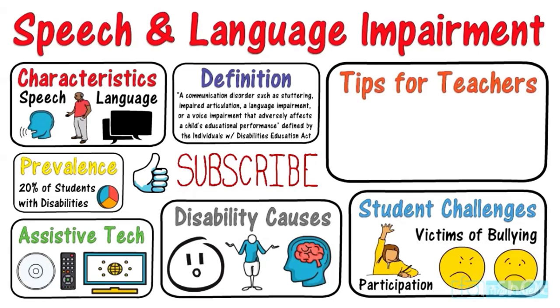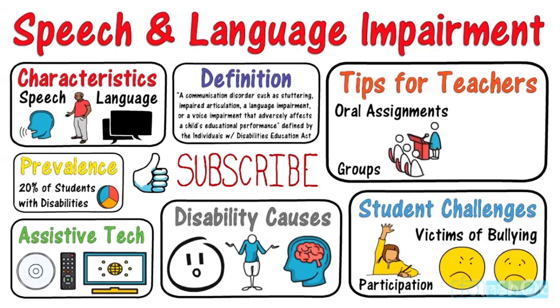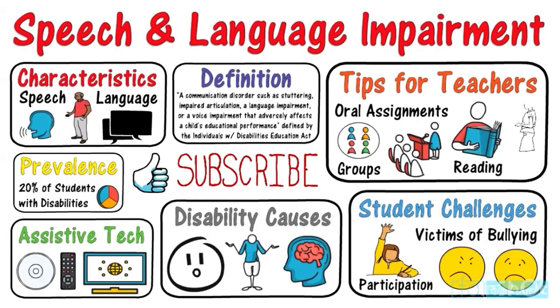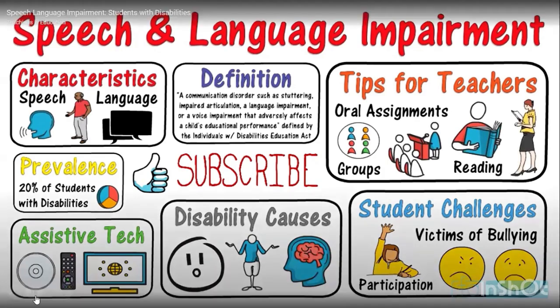And now we come upon the last section of the presentation, which is teacher tips. One of the things teachers can do to improve speech and language ability is to insert oral presentations into their lesson plans and classroom. Place students in groups, and allow them to have meaningful discussions with their peers. Provide students with opportunities to read aloud in the classroom. However, teachers should not put these children in a position where they're going to be embarrassed. So teachers must keep an eye out for that.